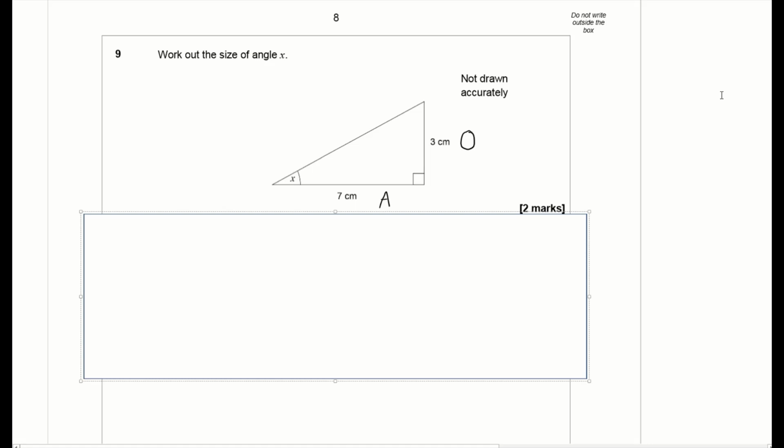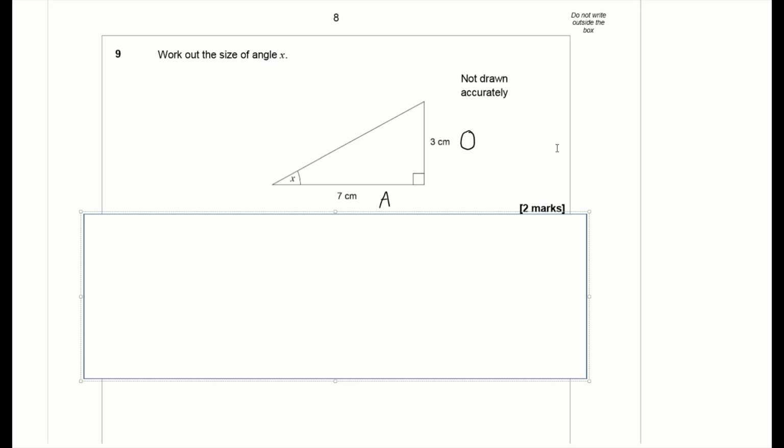Question 9. Work out the size of angle X. First thing to note here is that we have a right angled triangle and we need to find an angle, and we know two sides already. On a higher paper, you must become efficient at diagnosing what kind of triangle you're dealing with. Now, if you've got a right angled triangle, it's very likely that the maths required to deal with the information with the triangle is going to be Pythagoras or SOHCAHTOA trigonometry. If you're dealing with a non-right angled triangle, then you might well need the sine rule or the cosine rule or the area formula.